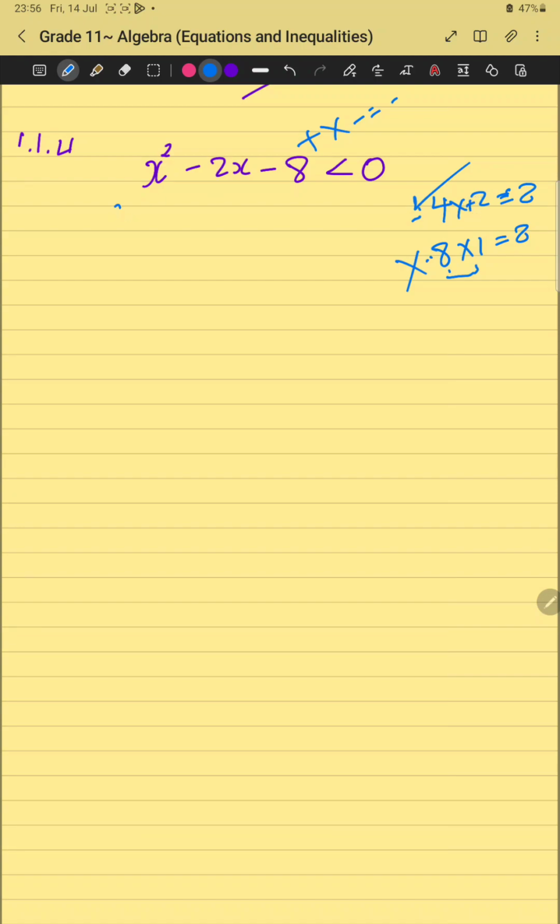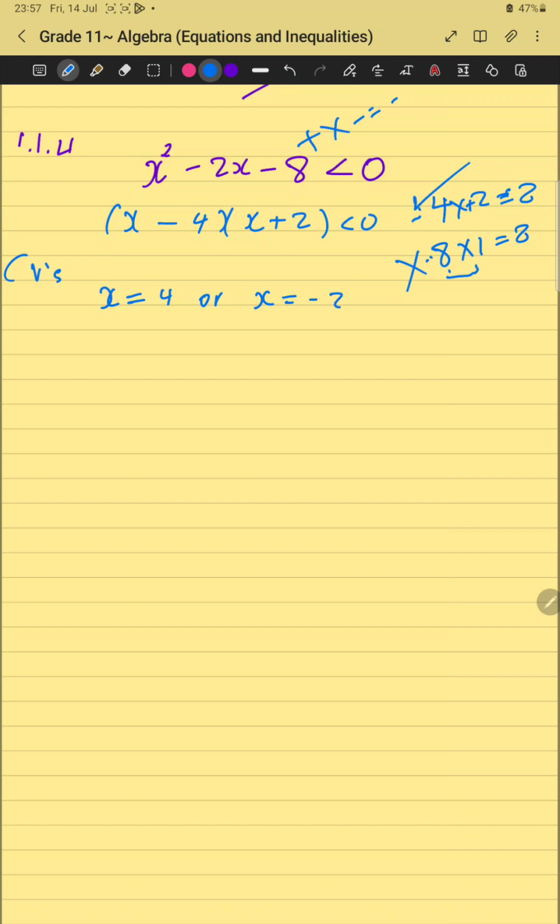So then what do we do? We just open the brackets and then say x, and put 4 and put 2. The 4 must be negative, the 2 must be positive. And then we write what we call critical values. Critical values is like you are just equating each bracket equal to 0. So x must be 4 or x must be negative 2.